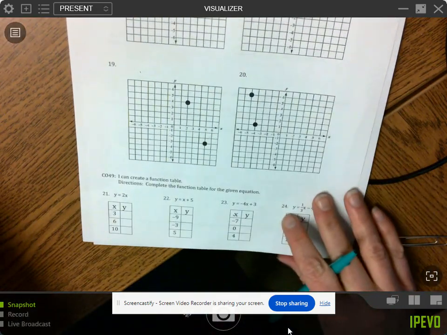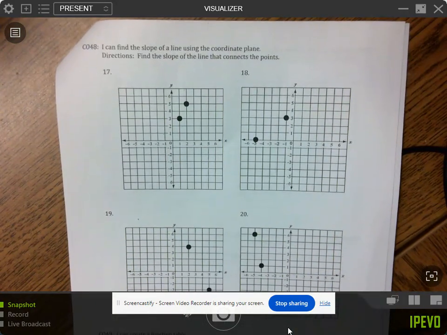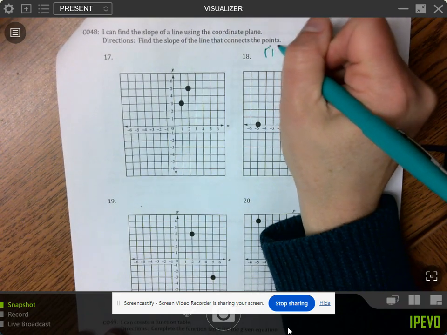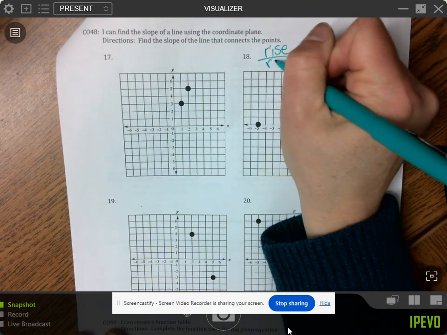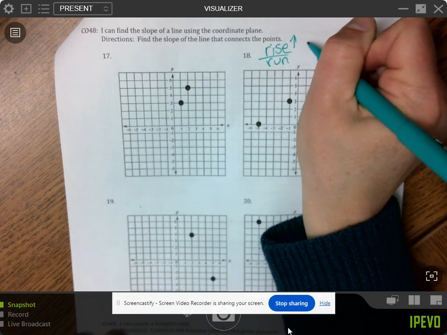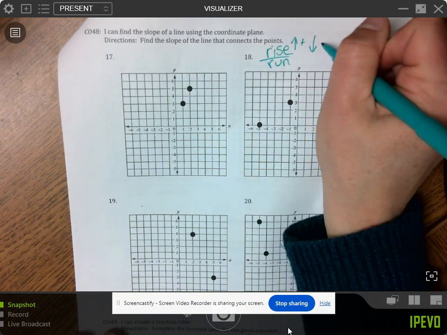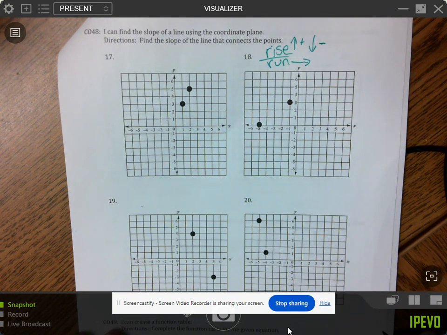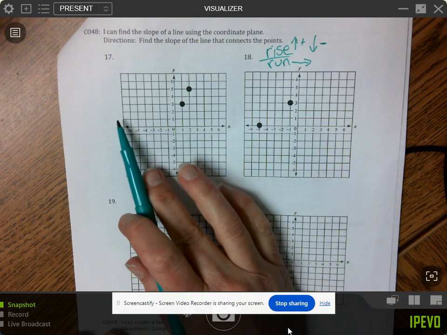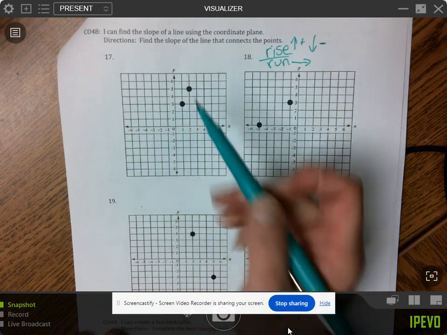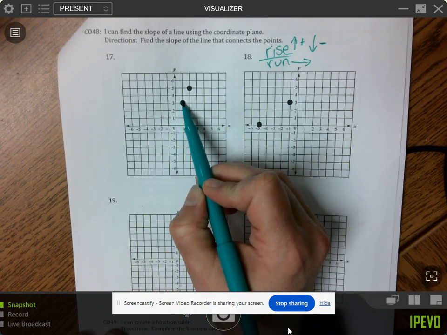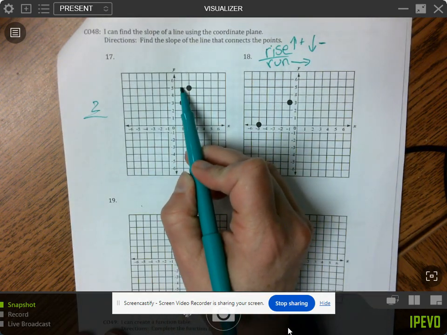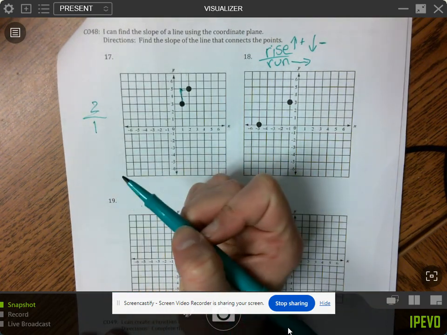All right, CO48. Finding the slope. Remember, the slope is rise over run. Rise is, are we going up? It's a positive. If we go down, it's a negative. The run is how many we go to the right. We always start at the left and read going to the right. So we hit this dot first. So I go up 2. It's positive because I went up. And then I go over 1.